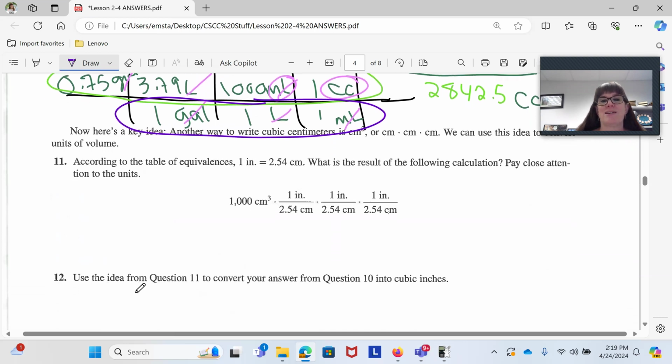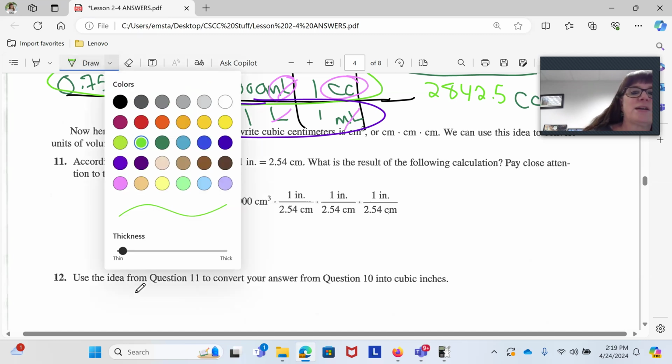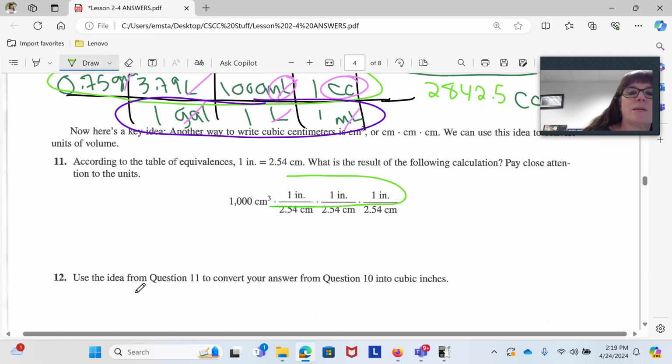Here's another thing we can look at. This idea of cubic centimeters. cc's means cubic centimeters. So according to the table of equivalencies, 1 inch is equal to 2.54 centimeters. What would the result of this calculation be? So just like before, we're going to multiply everything on top, which is kind of nice in this case. I get 1,000 times 1 times 1 times 1, or 1,000.